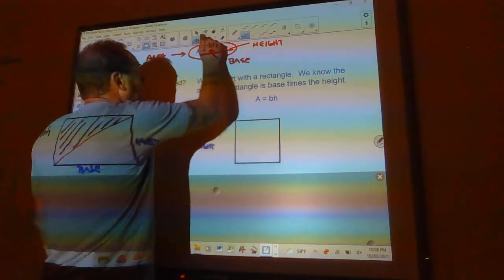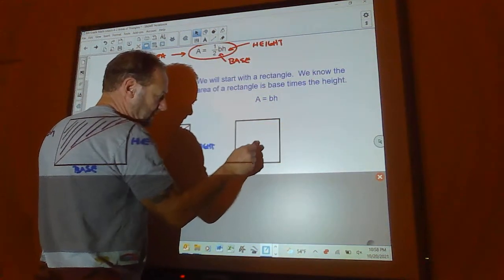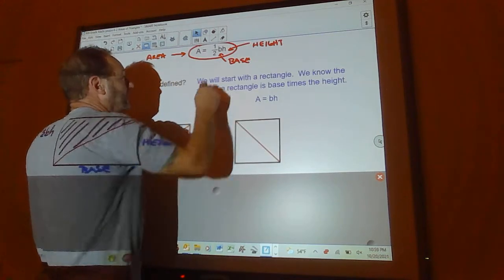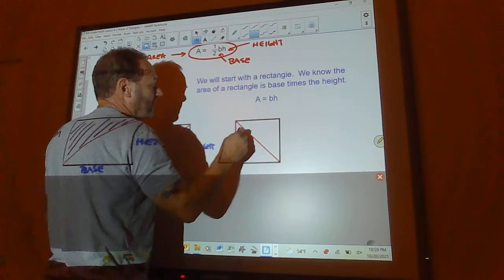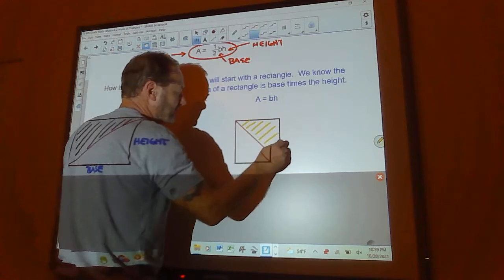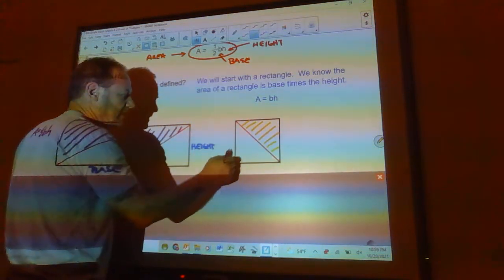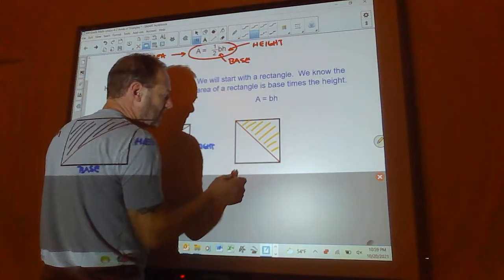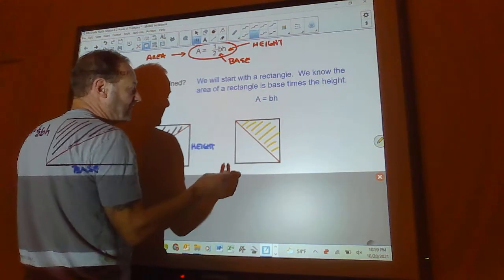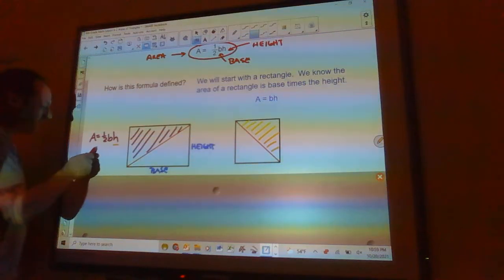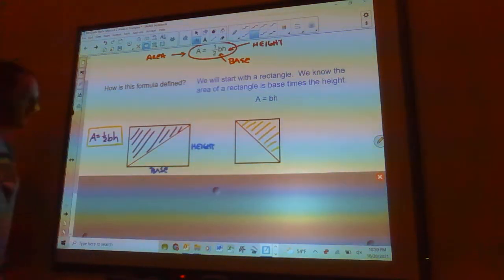Same thing if I look at the square right here. I take that rectangle and cut off half of it, make that go away. Here's my base, here's my height, that's the area of the square, but the area of the triangle is half of that, so again I get this same formula: area equals half the base times the height.